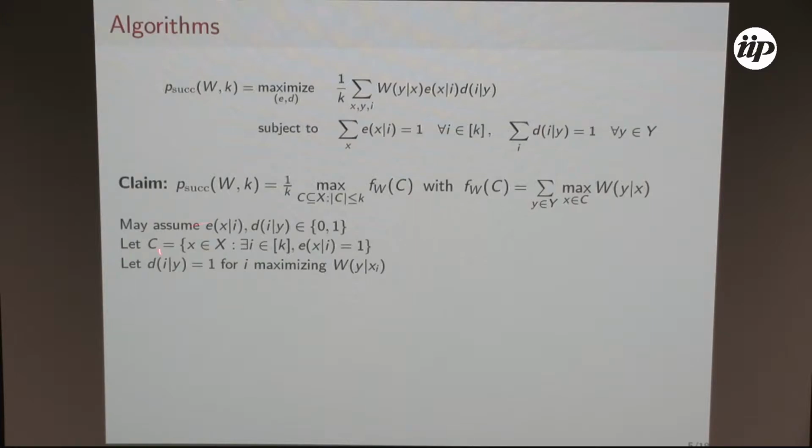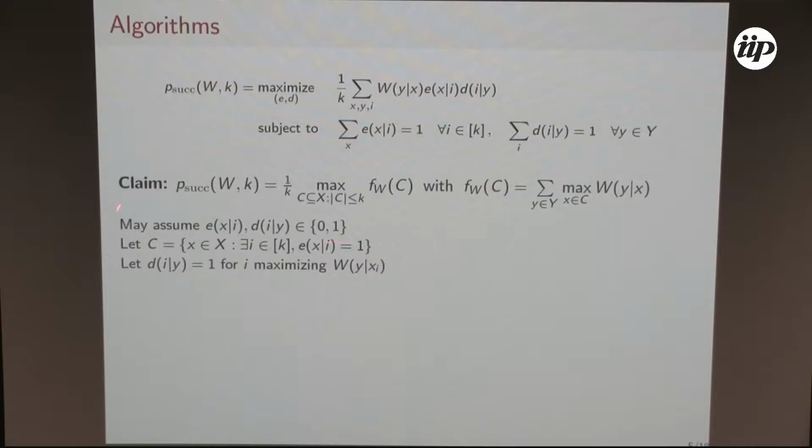So by putting all of these things together, you can rewrite the success probability in this form. Now it's an optimization over all the possible subsets of inputs to the channel. So C is a subset of X, and the size of C is just the number of messages you would like to send. For each message, you have a code word. And then you optimize this function fw of c, which is a function on subsets. It's written as follows: f of c is just the sum over all possible outputs y of the channel of the maximum, over the element x in the code, of w of y given x. Again, this is relatively easy, just rewriting using these basic facts.